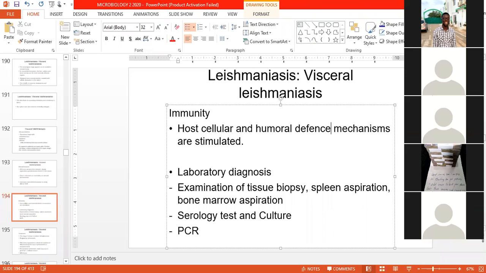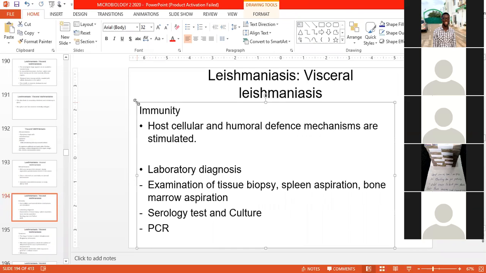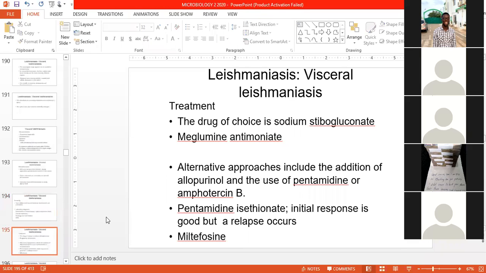Okay. So in terms of immunity, we have both the cellular and the humoral in place. The first one, we have the innate responding because of the bite. Then the humoral production of antibodies comes into play. In the laboratory, PCR is the gold standard. You can look at others. Then in terms of treatment too.